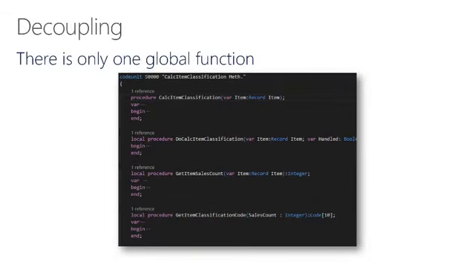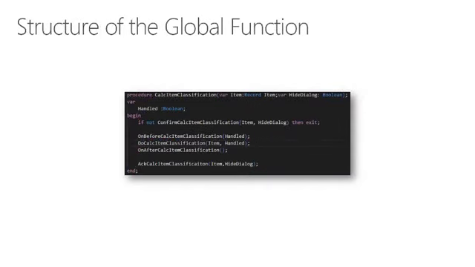So, going into the global function, the calc item classification function, you can go in there and now you can see the structure of the global function itself. So we have a number of steps. First, we have a confirmation. Then we have an on before calc item classification event. Then we have the do calculate item classification. That's the main function. And then we have another event on after. And then finally, an acknowledgement for that. And so that's the main function. Those are the steps in there.